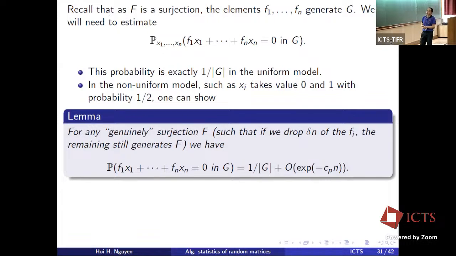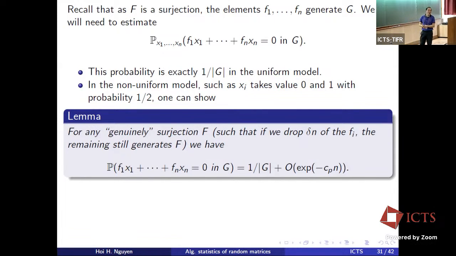So I call it genuine. Genuine suggestions means that not only do F1 up to Fn generate your group, but you drop a positive portion of that and the remaining still generates the group. So it might be in connection to complex matrices or real-valued matrices. This belongs to non-sparse normal vectors that you get, where the probability equals 0 comparable to 1 over root n.